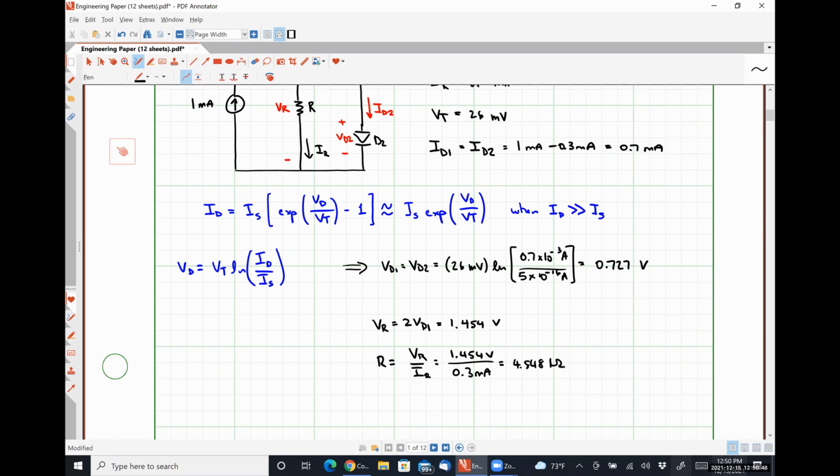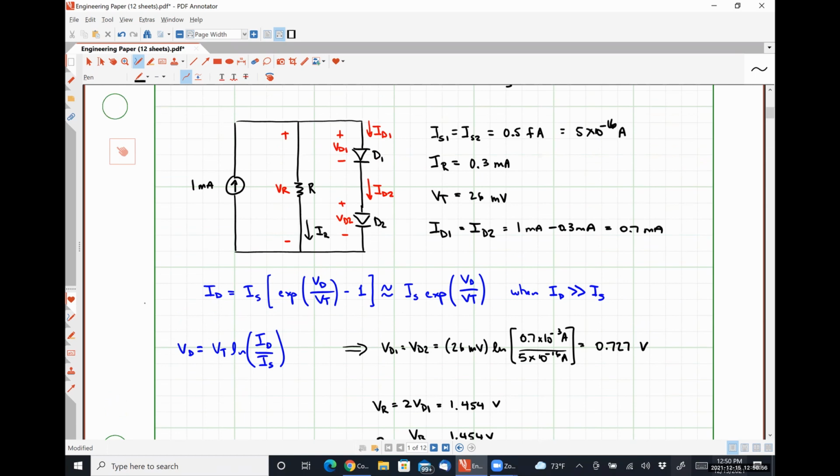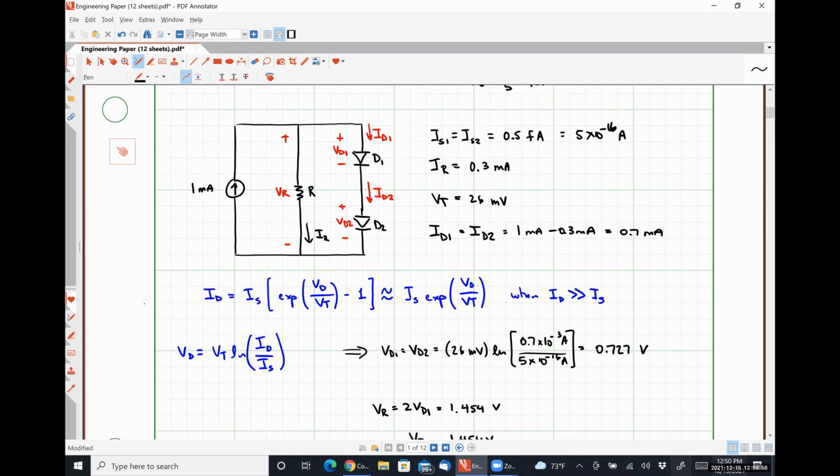Logan, is VR equal to these VDs? Each particular diode has the 7.7 volt. Exactly right. If these were not identical diodes, so let's say each of them had a different saturation current, then we couldn't do that, because we would have two different diode voltages that we would have to add together, right?